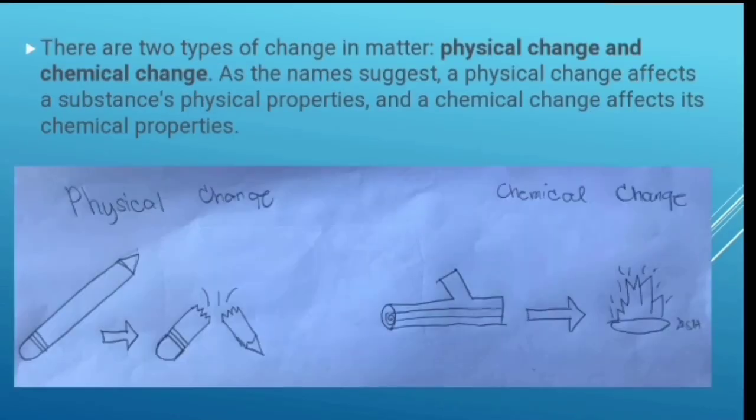There are two types of change in matter. First is physical change and then chemical change. As the name suggests, a physical change affects a substance's physical properties and a chemical change affects its chemical properties. So I have some examples here. A physical change is just like a pencil: whenever you cut it, it's still the same but the shape is not the same. In chemical change, if you have a wood and then you fire it, it will turn into ash. So that's what we call chemical change.